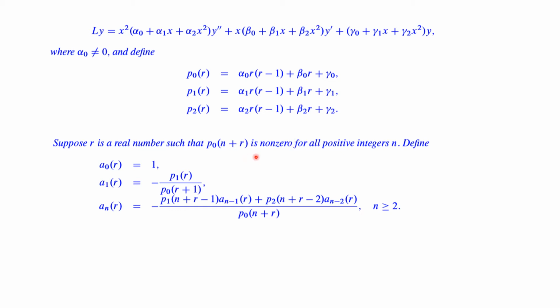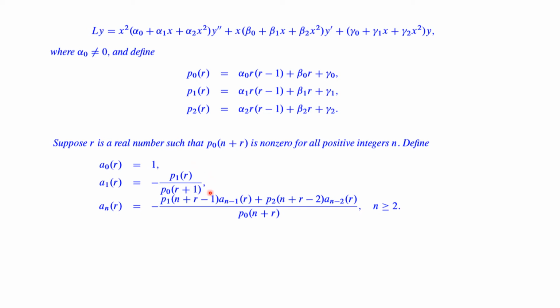But suppose r is a real number such that p0 of n plus r is non-zero for all n, then we have these definitions. Once we know what r is, these are what the coefficients of part of the expansion, not the x to the r, but the other part, the summation a n x to the n, are going to be, but they do depend on r. So this is not a0 times r, this is a0 of r, which is going to be 1.